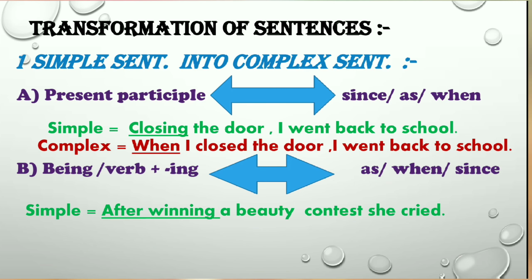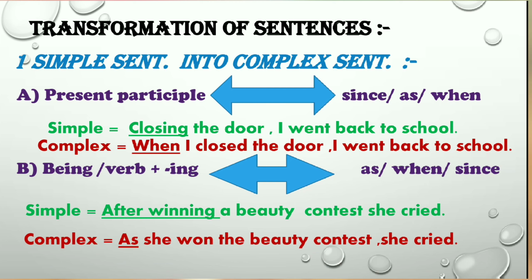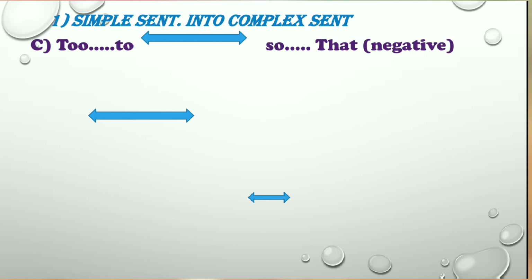Let's see the first example. In the simple sentence, after winning a beauty contest, she cried. Now here winning is progressive form, so you can change it and use as, when or since, and you will get the complex sentence. As she won the beauty contest, she cried. So I remove after winning and I use as. In this way also you can change a simple sentence into complex, and again a complex sentence into a simple sentence.